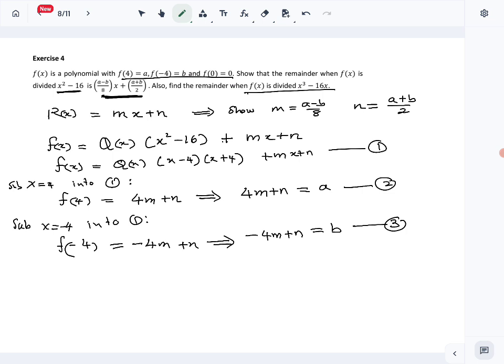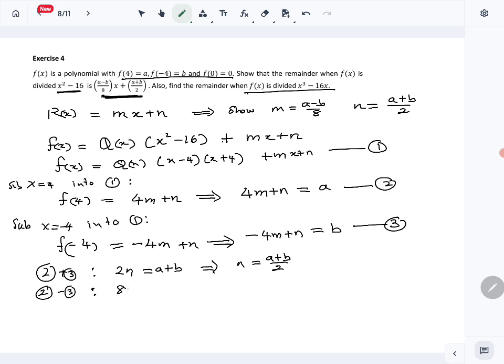So now let's use those two equations and find m and n, and then we can find the remainder. So 2 plus 3, what happens? 2n equals a plus b, or n equals a plus b over 2. Then I can do what? 2 minus 3.